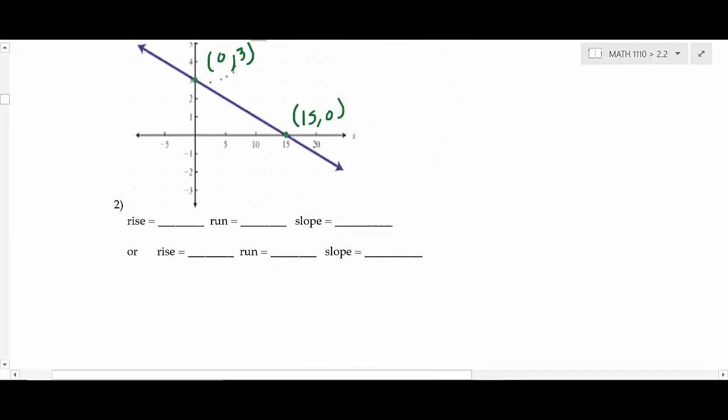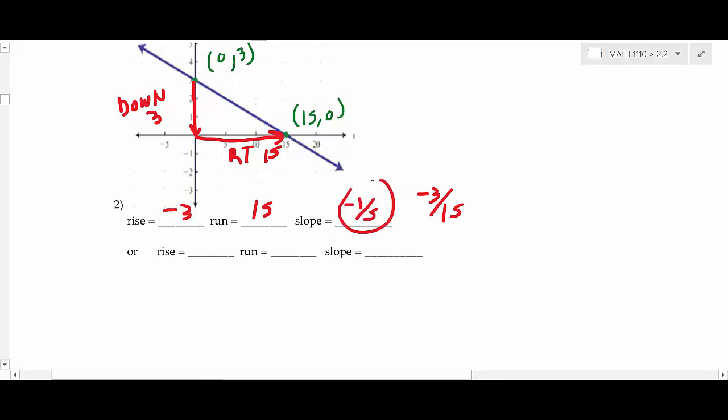So let's see, if you go down, what would be the rise if you go down? That'd be down 3. What's the run? 15. So you're going to the right 15. Okay, so if you did it this way, you would just say -3, 15. The slope would be -3 over 15. So therefore, the answer is what? -1/5. Okay? And if you did it the other way, all you're going to get is up 3 left 15, but you'll get the same answer, won't you?